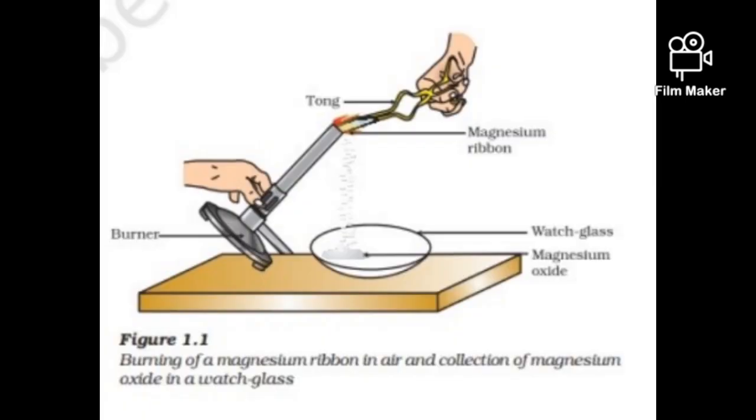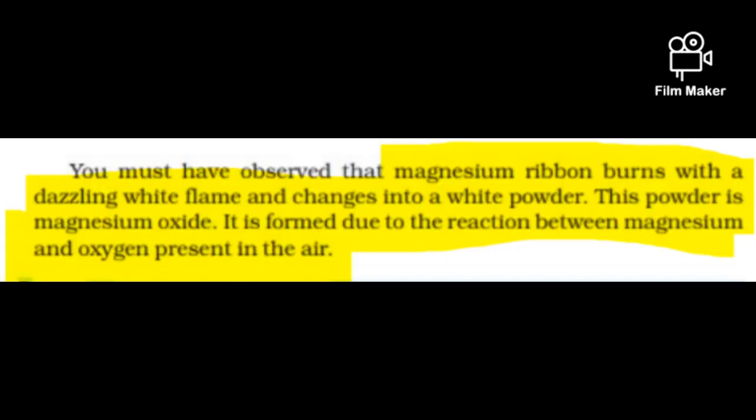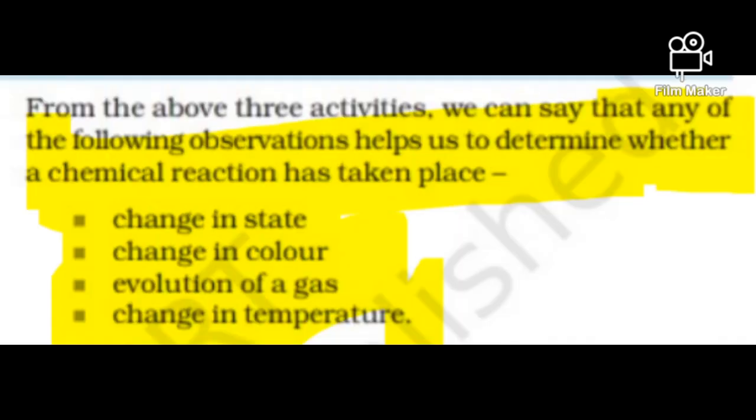Like in this activity, we are observing that a magnesium ribbon that we had, we are burning that and we are getting some white powder, and also a white flame is produced. So when magnesium ribbon burns in air, it burns with a dazzling white flame and it changes into the white powder. So white powder is something that we didn't have before burning it. So it is a chemical change.